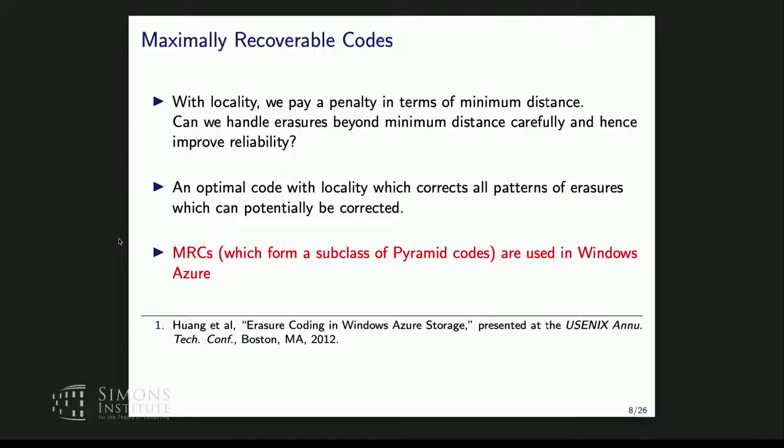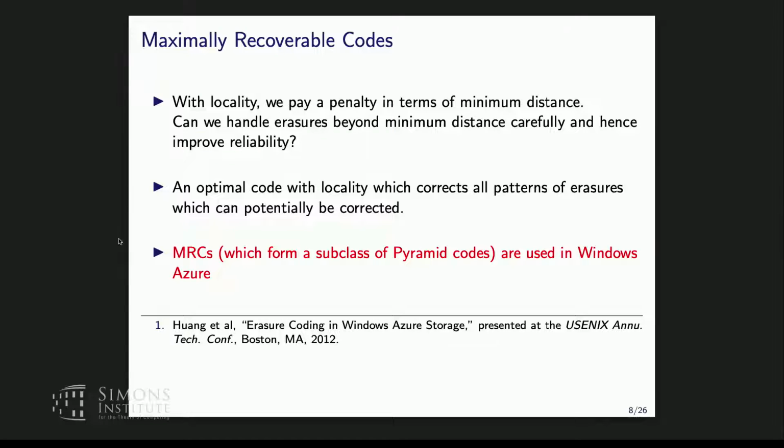If you can correct more erasure patterns beyond minimum distance, your mean time to data loss will somehow improve. It's just not minimum distance which is going to kill you, right? And that is the reason why maximally recoverable codes are interesting in the context of distributed storage, because it's not the minimum distance that we are designing for, but some other thing which depends on all possible erasure patterns which you can correct. And it is of importance to correct erasure patterns beyond the minimum distance also, right?